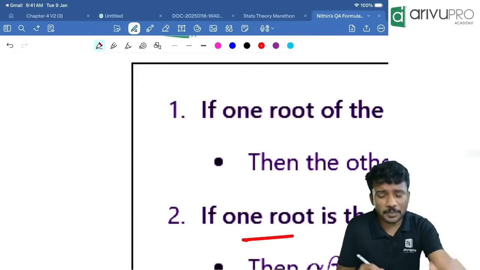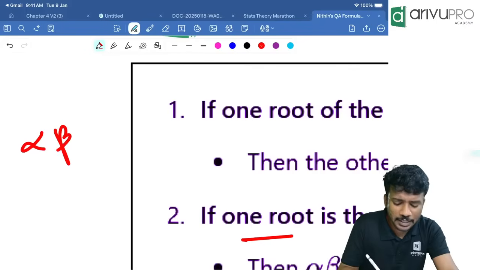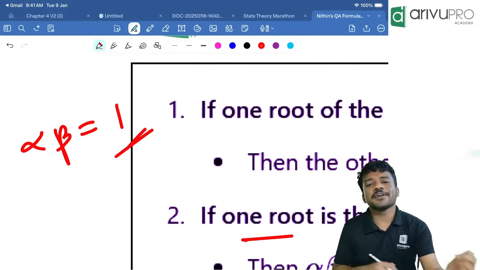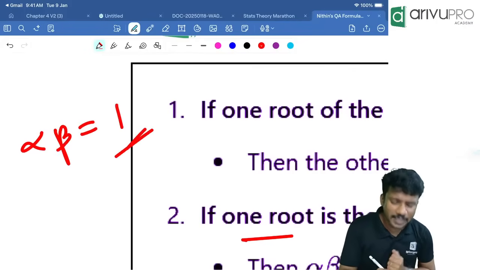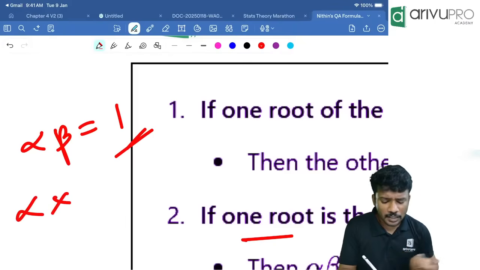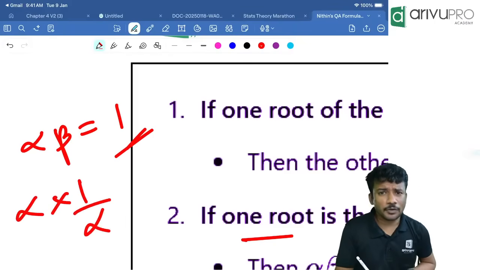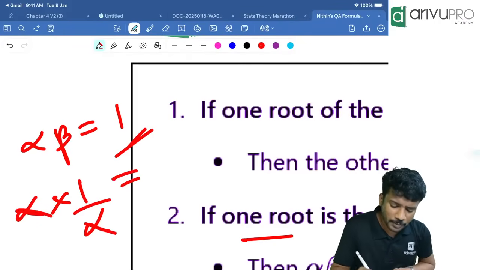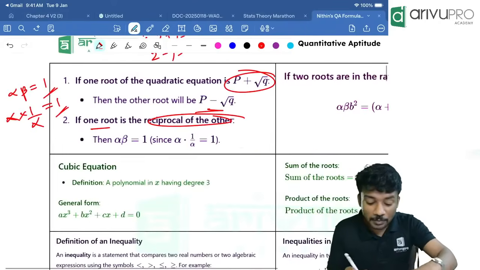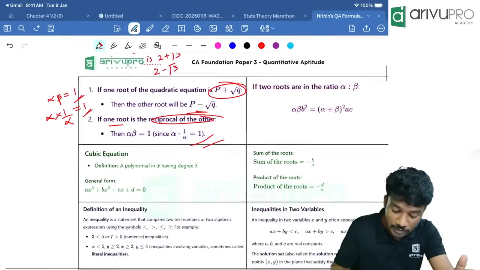If one root is reciprocal of the other, alpha, beta, that means the product of the roots will always be equal to 1. Why? Because if one root is alpha, the other root is the reciprocal of the previous root, meaning 1 by alpha. The product will be what? Anyway equal to 1, right? Remember that, there is a high chance for this type of question.